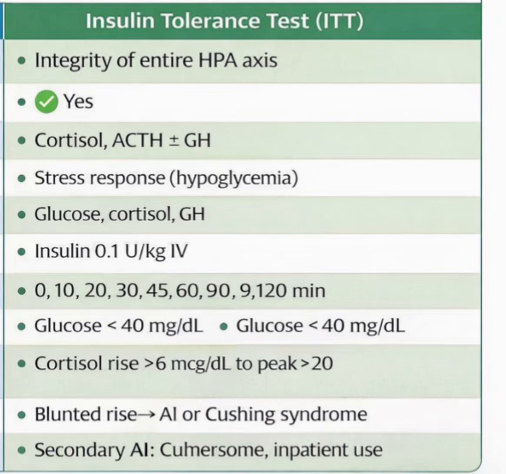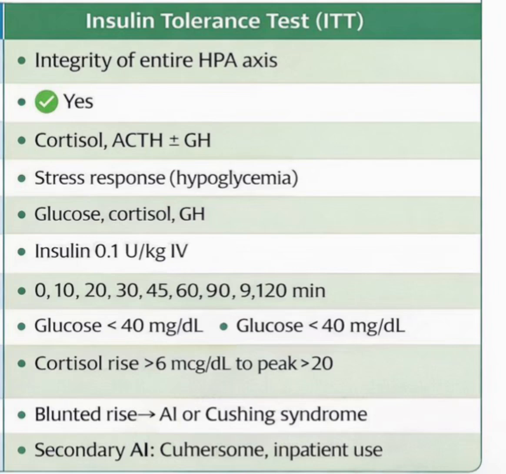The gold standard is the insulin tolerance test. What you do is check the integrity of the whole hypothalamic pituitary adrenal axis. You're going to check all three. So you stress the body. You create hypoglycemia. How much? Less than 50 or less than 40 milligrams per deciliter of hypoglycemia you have to create.